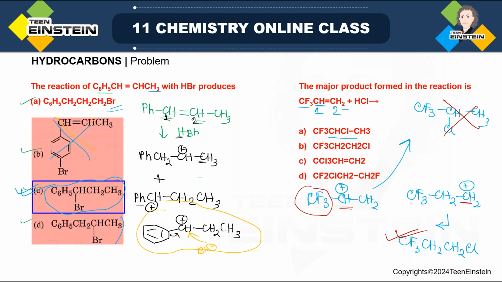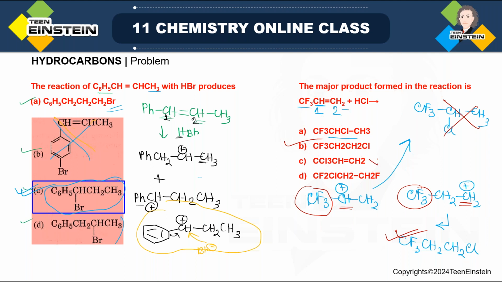Though it is 2 degree, it still has the electron withdrawing group. But here the CF3 group is far from this carbocation. So though it is 1 degree, it will still give you the more stable one. That is the major product. So here option B, CF3, CH2, CH2, Cl, should be the correct option.